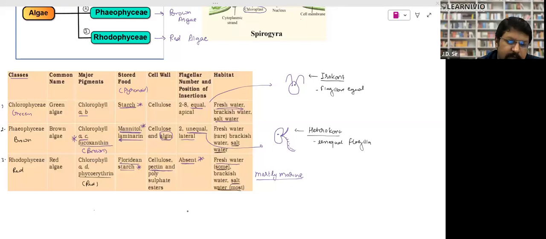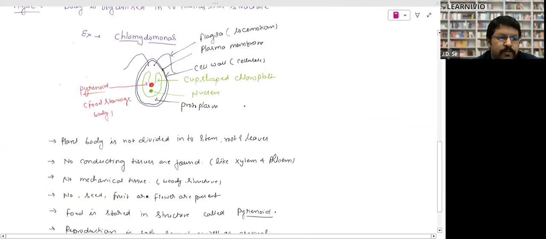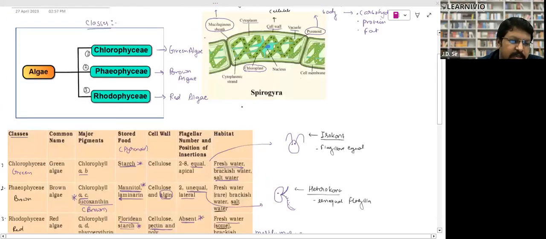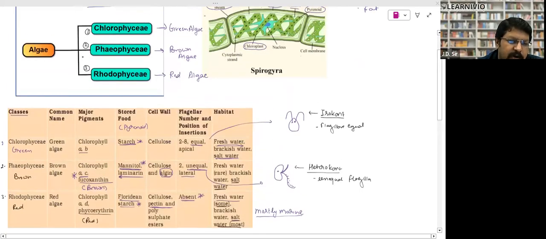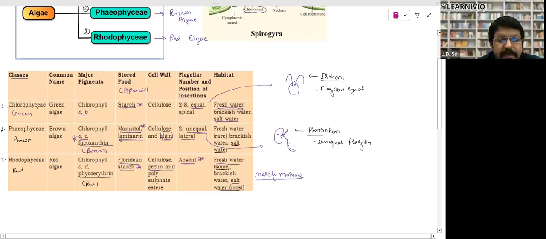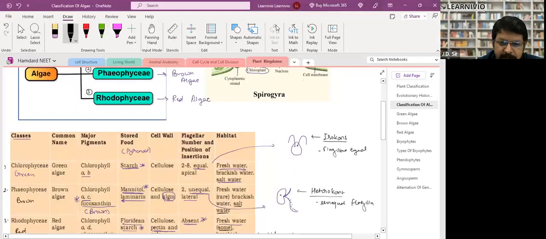Okay, great. So that was the classification and that was the difference. These were the general characteristics of algae, the classification and the classes. It's a representative diagram, a chart which differentiates between the green algae, brown algae, and red algae. Let's start one by one. First we will study the green algae.